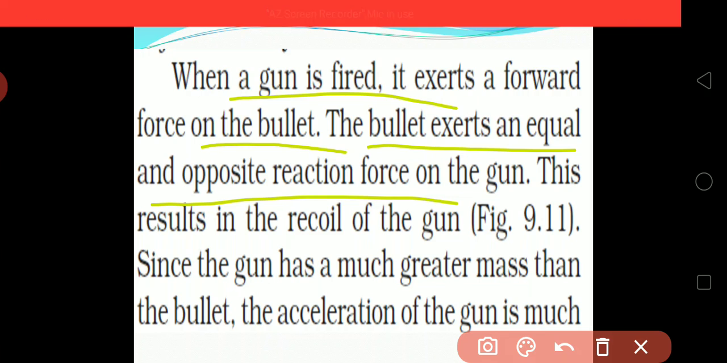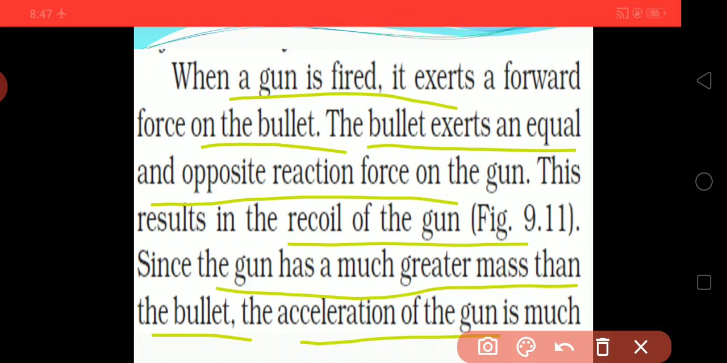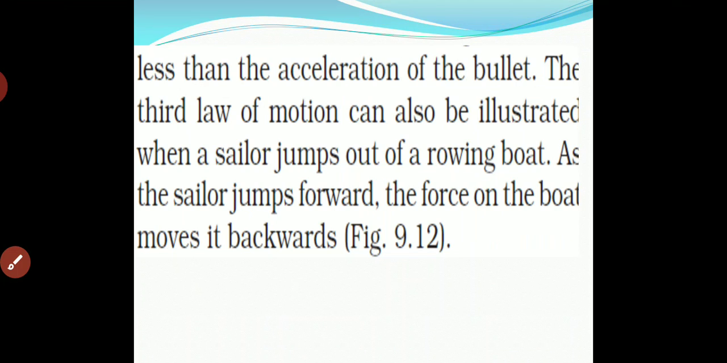Whenever we fire a gun, an opposite force is exerted on the gun, due to which it moves backward. The gun moves backward when we fire a bullet. This results in the recoil of the gun, and since the gun has a much greater mass than the bullet, the acceleration of the gun is much less than the acceleration of the bullet. The gun has a larger mass compared to a single bullet.